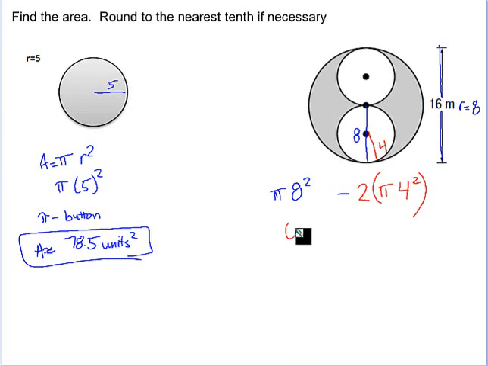Here, 8 squared is 64, so it's 64 pi for our large circle. 4 squared is 16. 16 times 2 is 32. So then we want to subtract off 32 pi. If we take 64 pi and subtract off 32 pi, we should get, for our area here, about 100.5 meters squared.